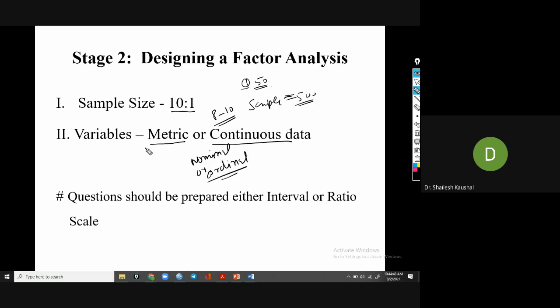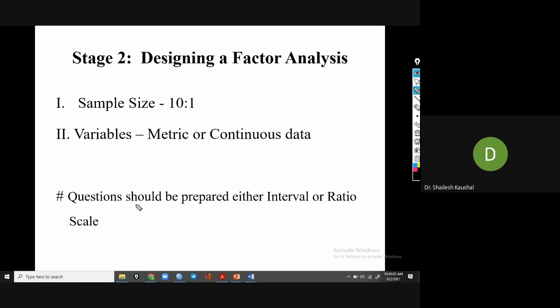We should take only metric data. Metric means interval. We should frame our question either interval or ratio scale type question, then we can use exploratory factor analysis. This is not desirable for our study. Okay, now the question should prepare either interval or ratio scale. Then how to prepare our question for the exploratory factor analysis?